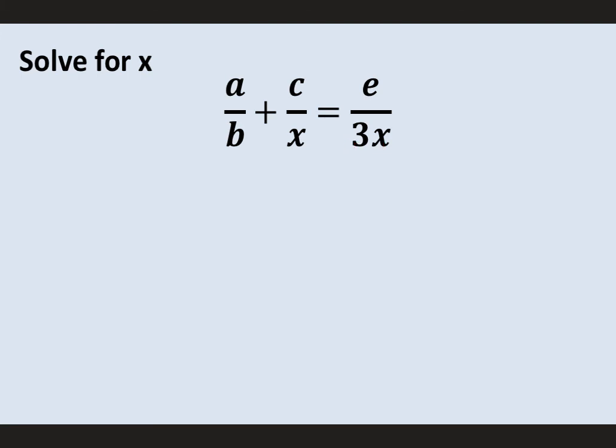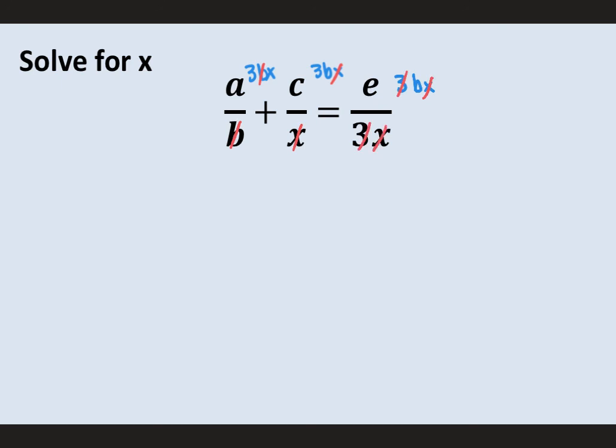So 3bx is gonna be my least common denominator. I can multiply everything by 3bx, both sides of the equation. Let's reduce what we can. So here the b's are going to go away, here the x's are going to go away, and here the 3 and the x's are going to go away.